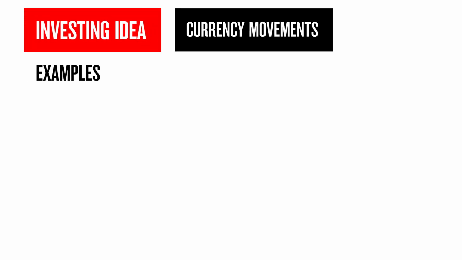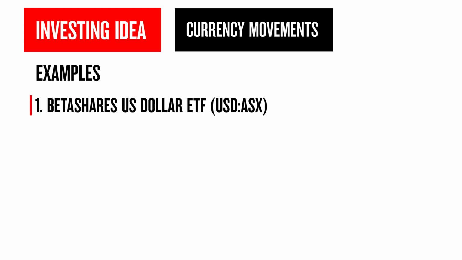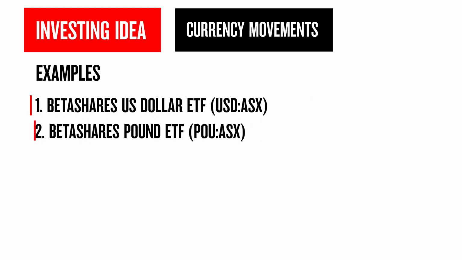Achieving tactical asset allocation. If you had a view on the weakening Australian dollar relative to the US dollar, you may take advantage of a US dollar ETF. These funds hold US dollars in a bank account and avoid the cost and complexity of FX trading platforms, CFDs, and foreign currency bank accounts. Other currency funds are also available.